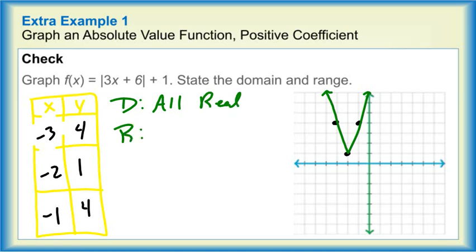And our range, y such that y is greater than or equal to, this time the lowest part is 1, so greater than or equal to 1.